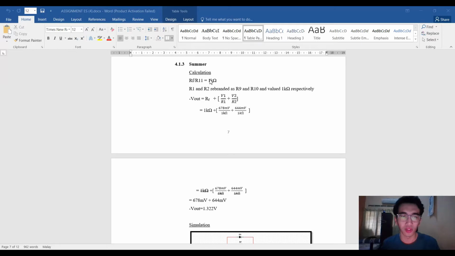So moving on to the calculation, RF stands for the feedback resistor, and R1 and R2 represent the input resistors. If you look at the formula for the inverter summing amplifier, the formula for the output voltage is minus RF times the bracket V1 over R1 plus V2 over R2.